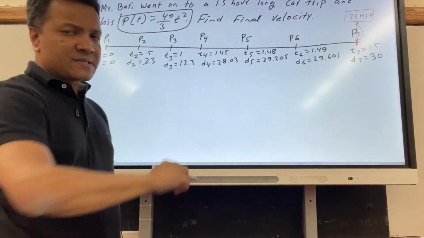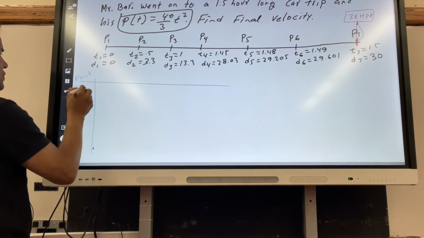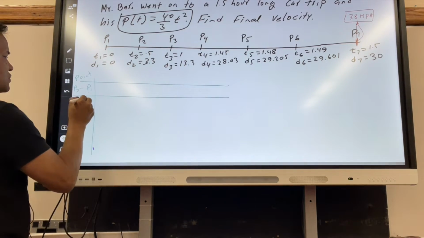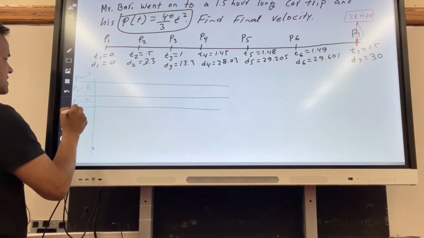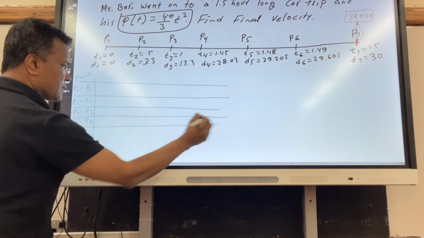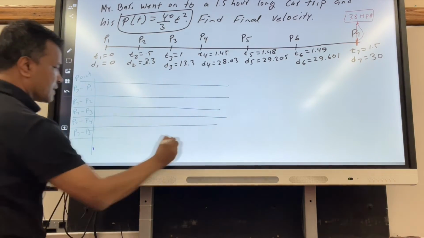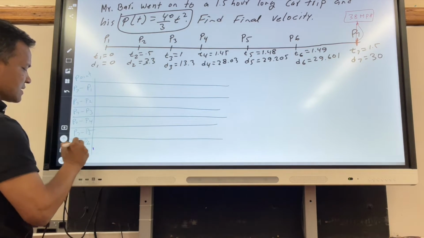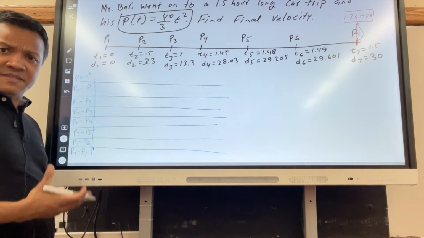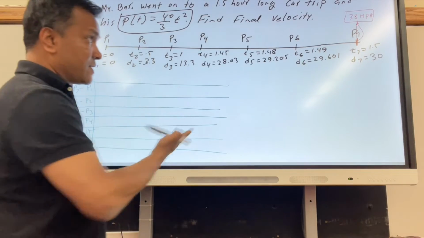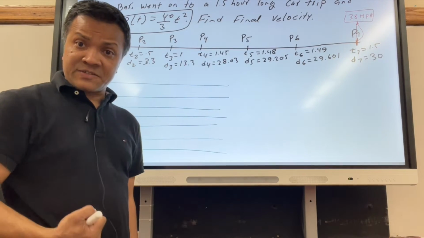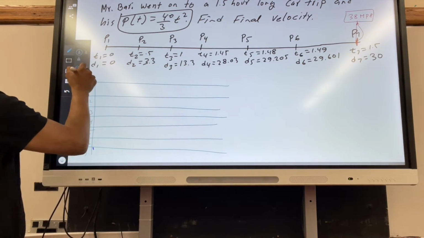What would be the velocity at P7? Okay, P7 to P1, P7 to P2, P7 to P3, P7 to P4, P7 to P5, P7 to P6, and P7 to P7. P7 to P7 doesn't exist. It's undefined because P7 to P7 is going to be 0/0, because 30 minus 30 over 1.5 minus 1.5. Algebra breaks down right here. So this is no good.